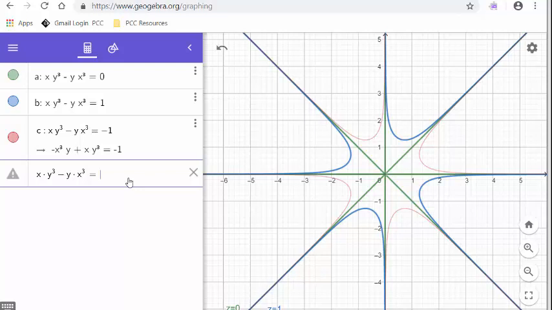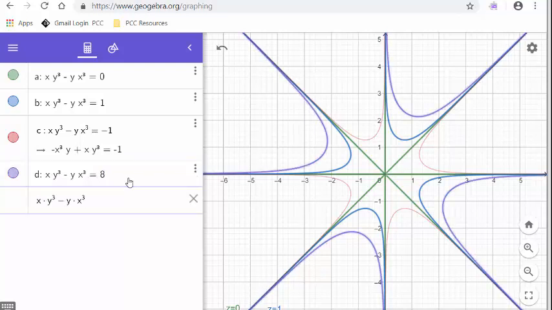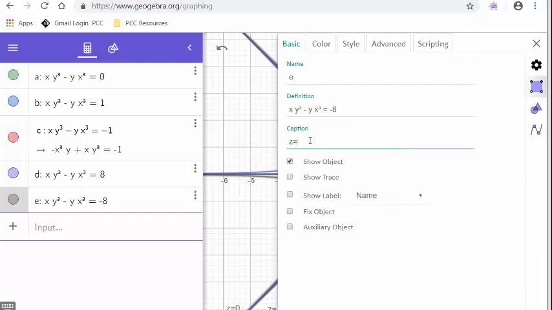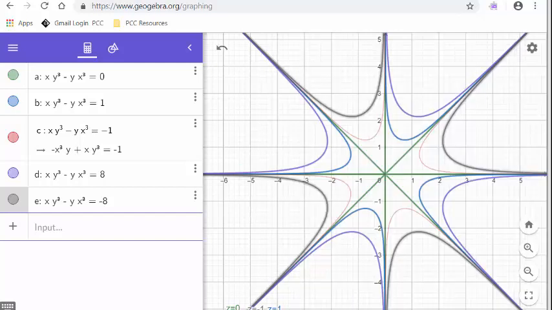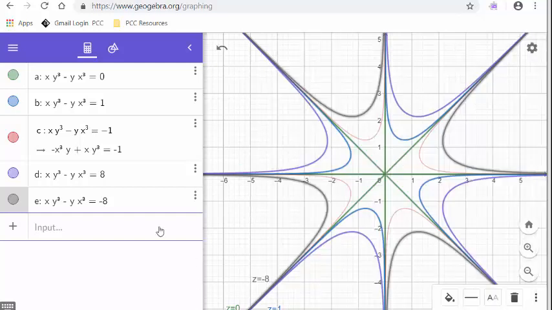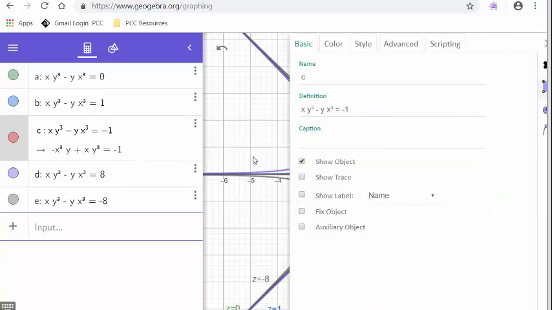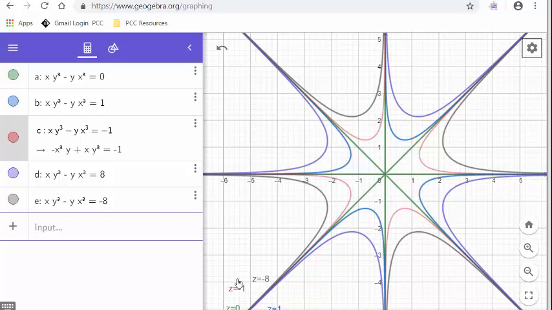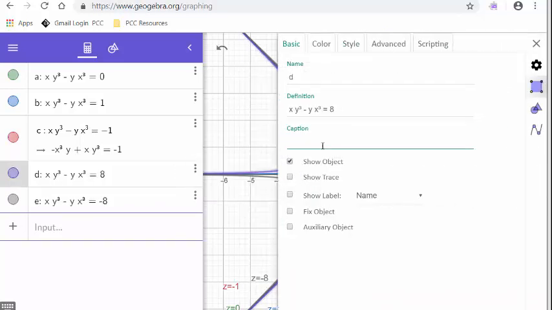So let's paste that again. Let's do, say, 8. Paste it again and say equals -8. Let's do some captions for these. This one, z equals -1. This one, z equals -8. So I wish I could move these captions to better locations, but it's not really letting me. It's okay, we're not going to do really anything else with this. So z equals 8.